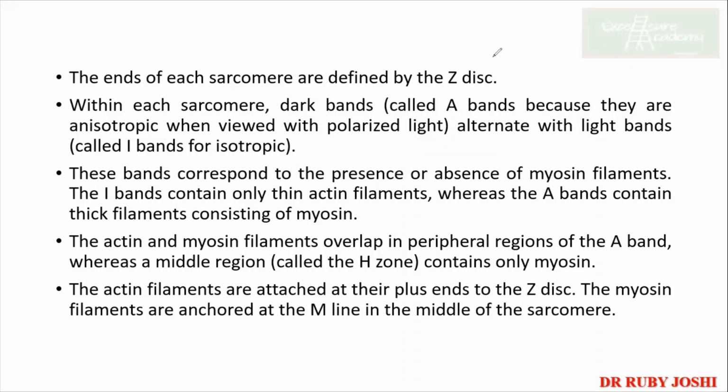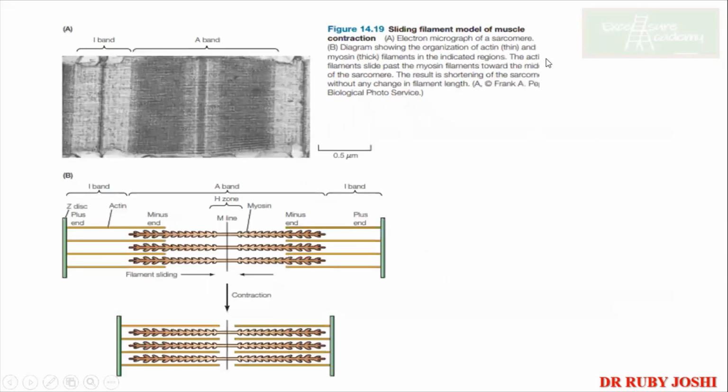Okay, let me just go back and show you. Okay, so here, see, this region is going to be darker. A band, जो आपका dark है, it is because of the presence of your myosin. Whereas the I band is lighter since there is an absence of the myosin. Okay.